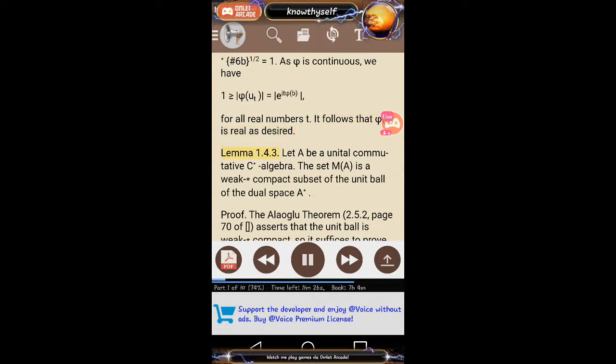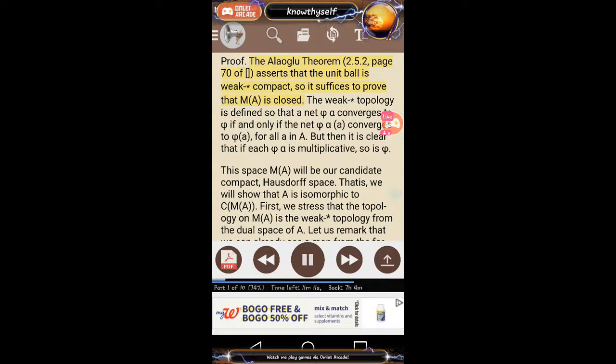Lemma 1.4.3. Let A be a unital commutative C*-algebra. The set M(A) is a weak-star compact subset of the unit ball of the dual space A*. Proof. The Alaoglu theorem, 2.5.2, page 70, asserts that the unit ball is weak-star compact, so it suffices to prove that M(A) is closed.